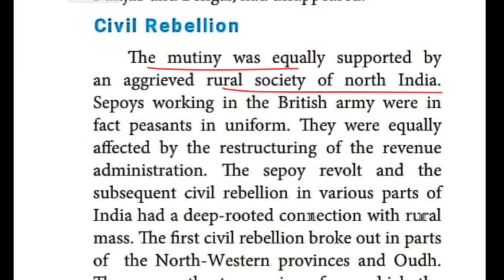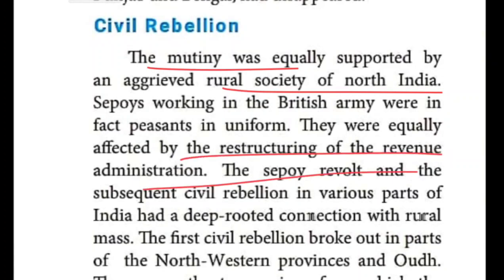Everybody in the villages supported these rebellions against the British. At the same time, the majority of the sepoys came from peasant families. In the last lesson itself, I told that many Indian sepoys came from peasant families. Moreover, the British changed the revenue system, the revenue administration of India. Because of those changes, the peasants suffered. So the peasant families as well as the soldiers also suffered. That is the meaning here.